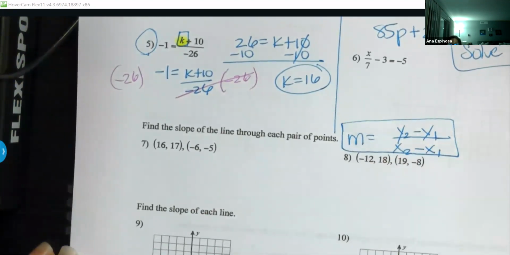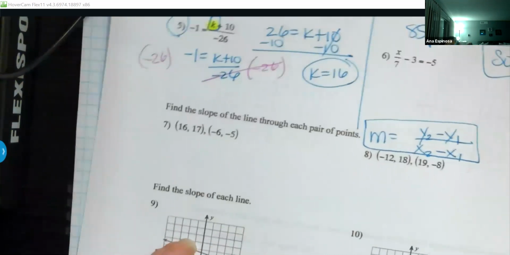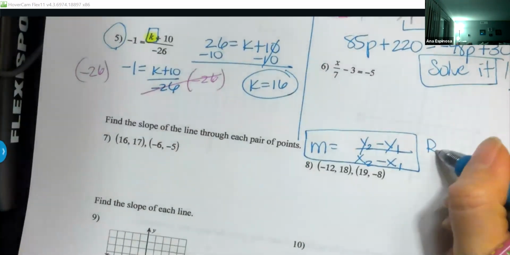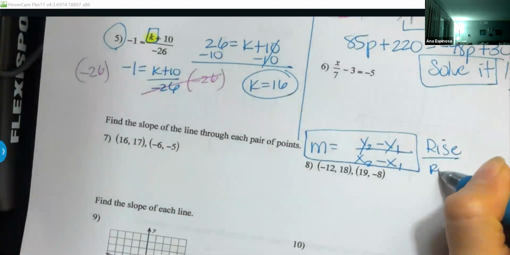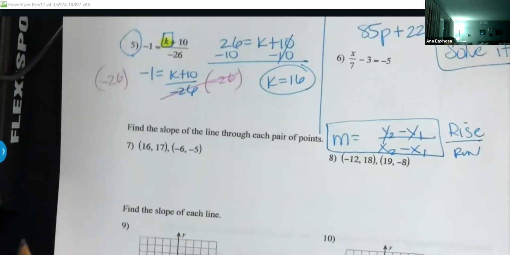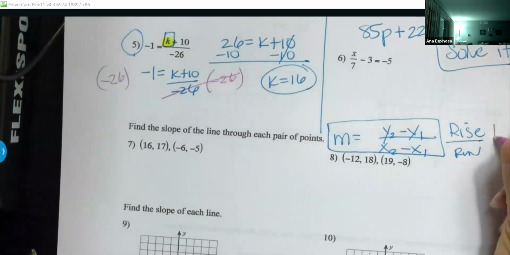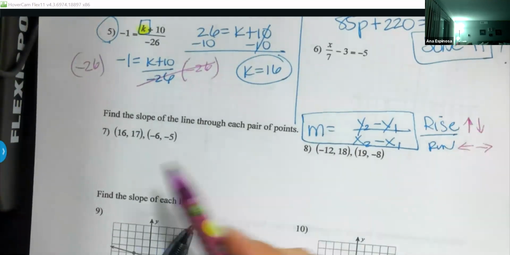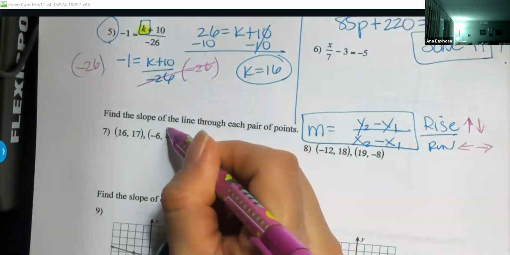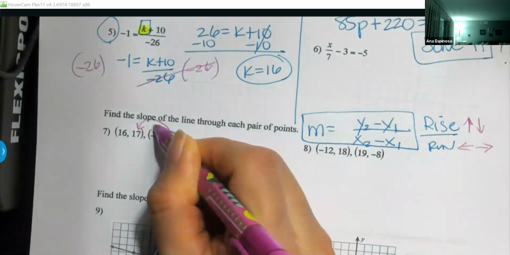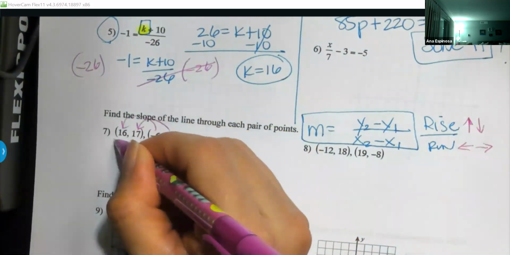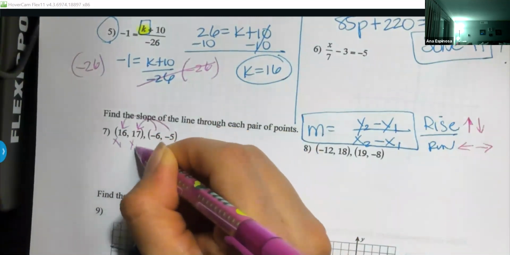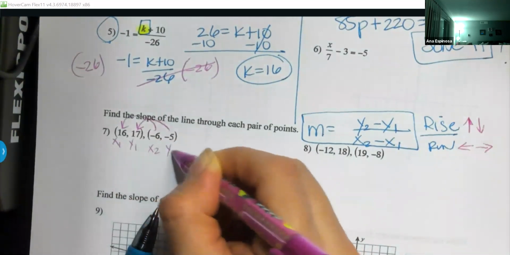So y2 minus y1 over x2 minus x1. This is basically the rise over the run. Rise is always up, down, which means the y value, run is left and right. Okay. So when you are doing these, you always have to subtract y's with y's, x's with x's. So if you were to label these, it would be x1, y1, x2, y2.